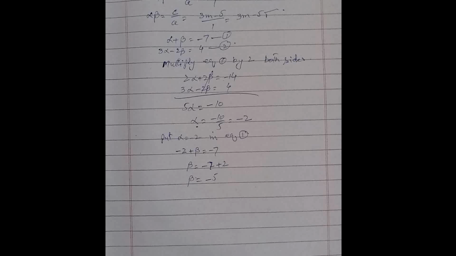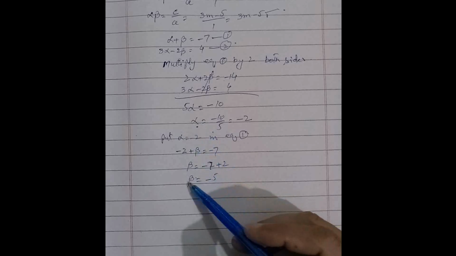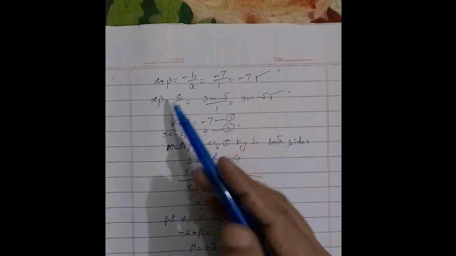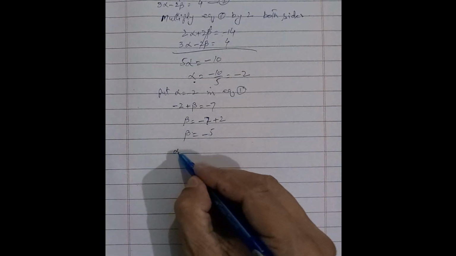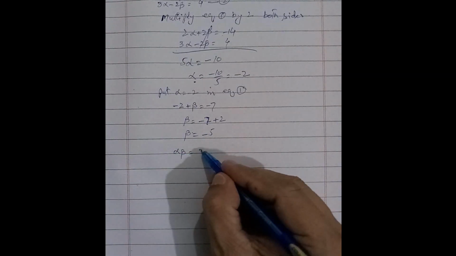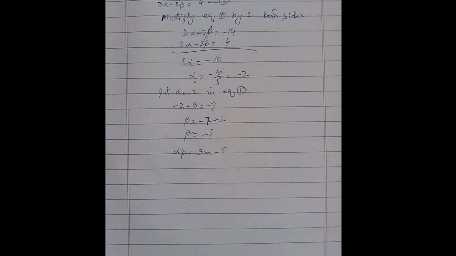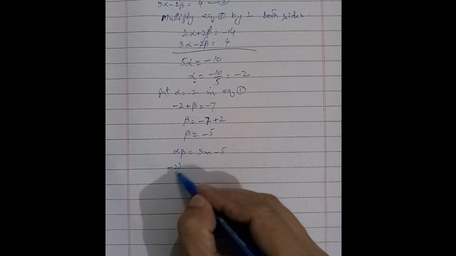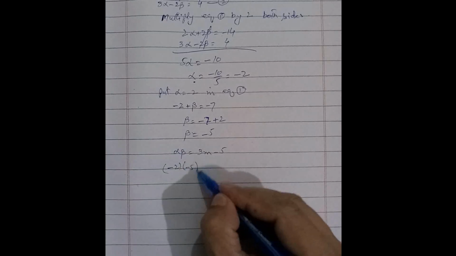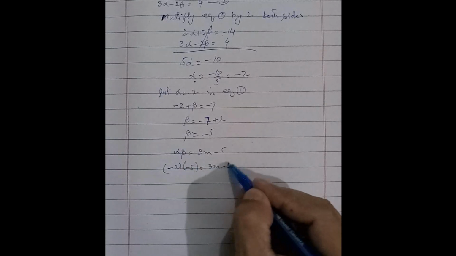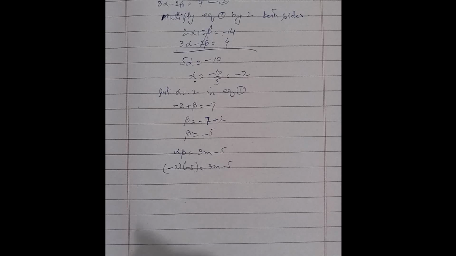And they satisfy the relation, 3 alpha minus 2 beta, where we want to find the value of m. So we put the value of alpha and beta in the product of alpha beta, which is 3m minus 5. We know that alpha beta is equal to 3m minus 5. Put the value of alpha, which is minus 2, and beta, minus 5, is equal to 3m minus 5. And we simplify these two values.